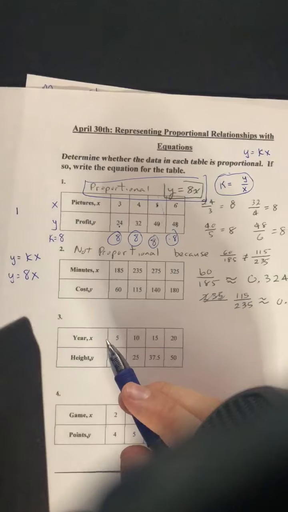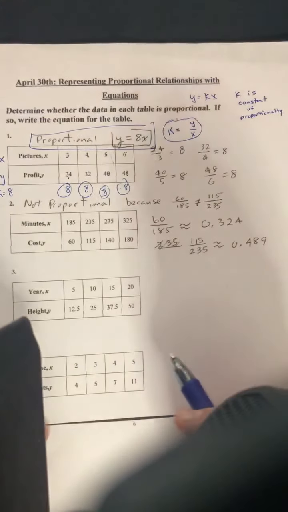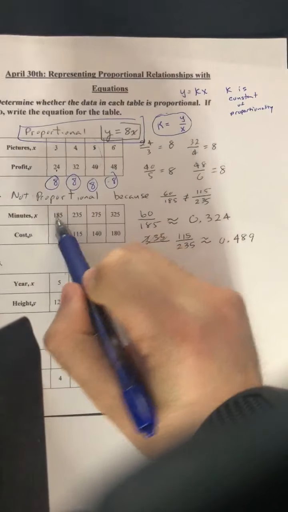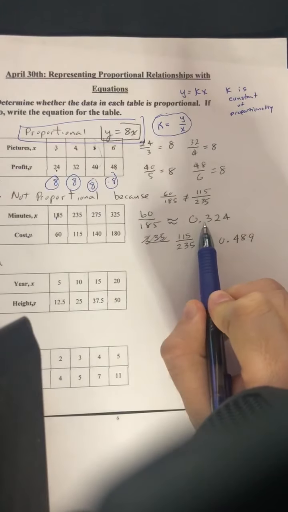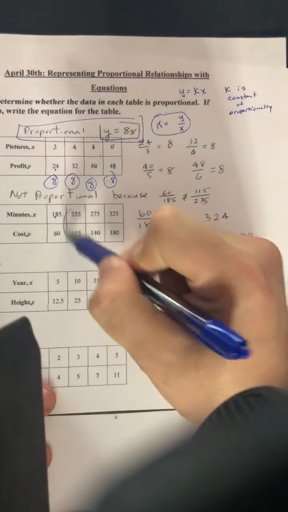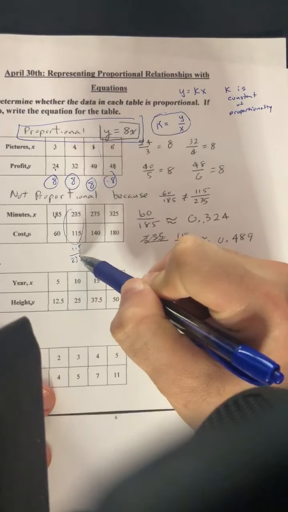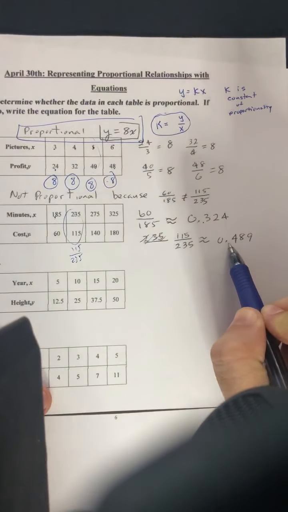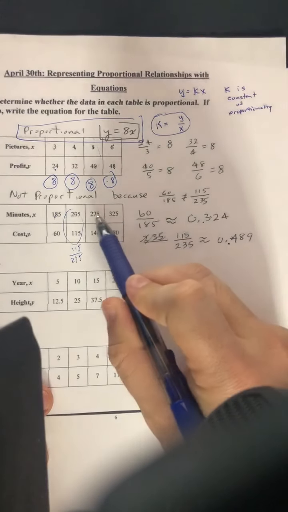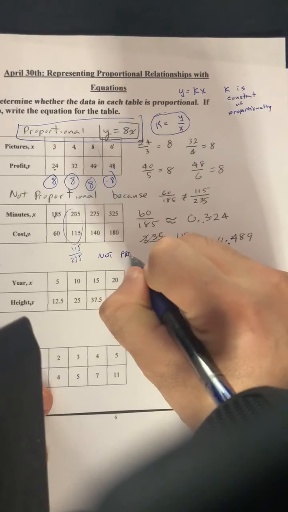But there's also cases where it will not be proportional, like number 2. Let's take a look at number 2. Y divided by x. If we do 60 divided by 185, you'll see we'll get an answer of 0.324. And then we do the next column, 115 divided by 325, and we get 0.489. These two numbers are not the same, which means this table is not proportional.